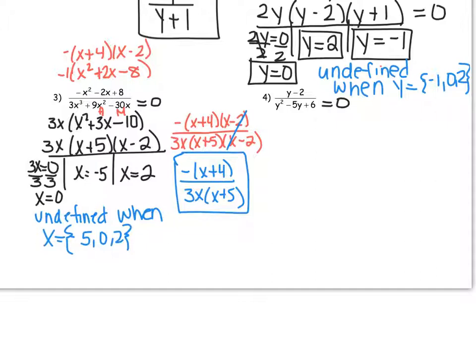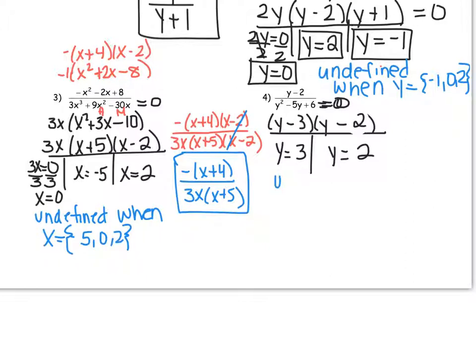Okay, let's look at example number 4. All right, so we want to set the denominator equal to 0 to find those undefined values. So we're going to do that first. And let's find these factors. Okay, how about a -3 and a -6? And a -3 and a -2. Okay, so my factors, or my answers, are +3 and +2.